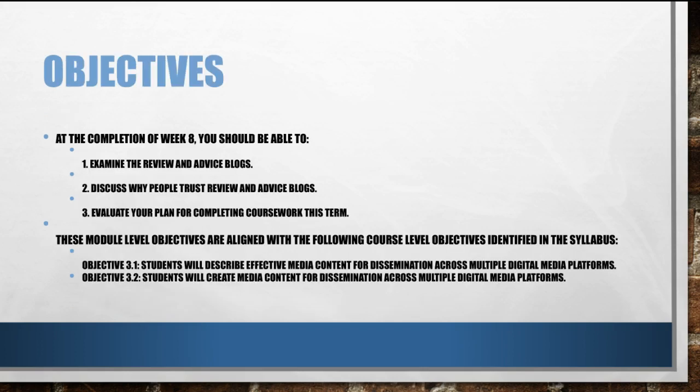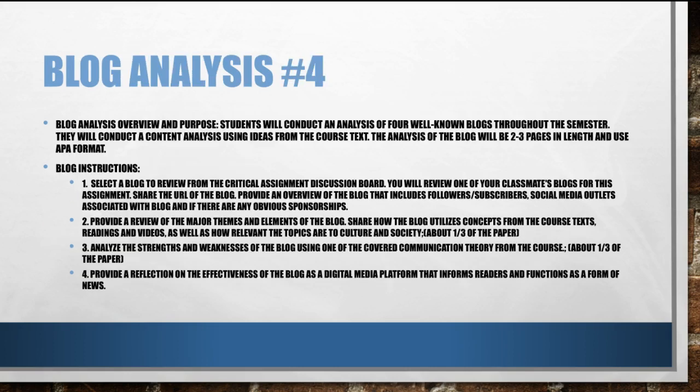To clearly see what we are working on, we have 3 course objectives we are striving to complete this week. We're examining the review and advice blogs of the textbook section in our reading. We are discussing why people trust review and advice blogs, as well as evaluating our plan for completing coursework this term. Did it work out the way we thought it would? This aligns with objectives 3.1 and 3.2 in the course objectives in our syllabus.